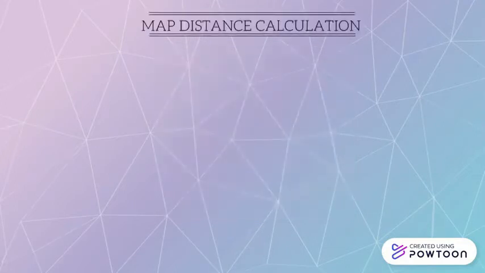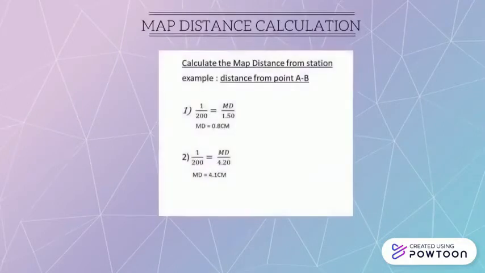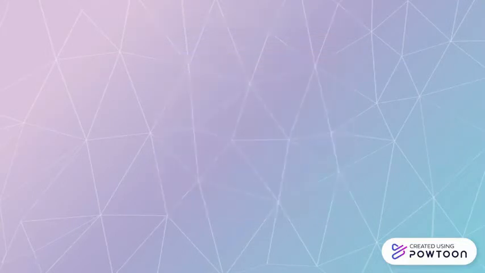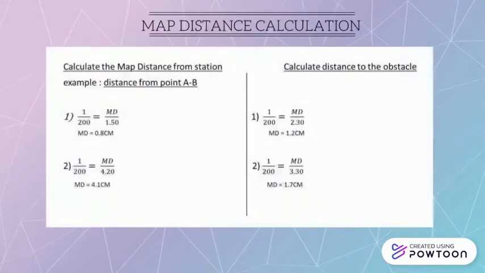For the second, 1/200 equal to map distance over 4.20. So the map distance is 4.1 centimeter. Then we have to calculate the distance to the obstacle.